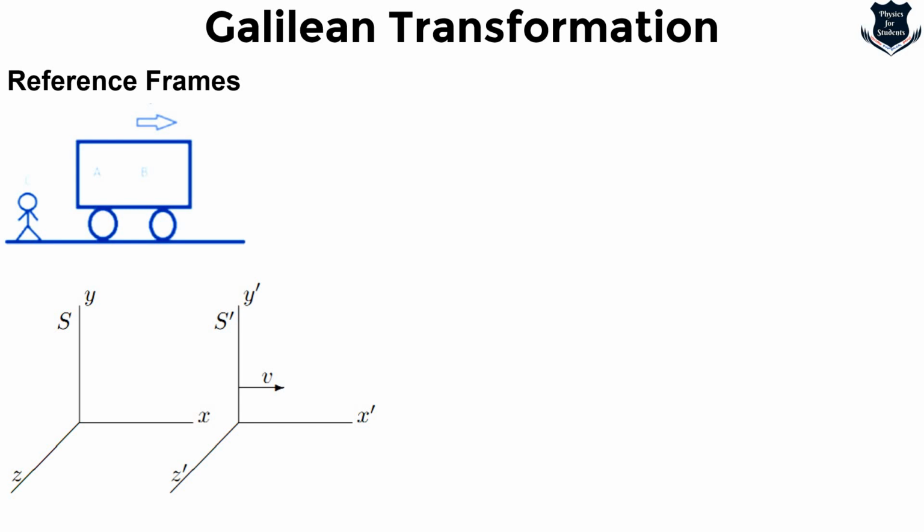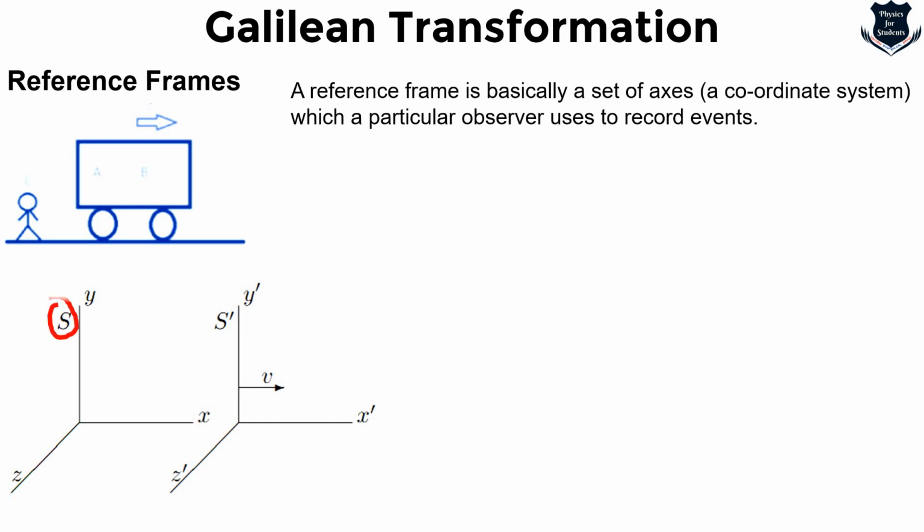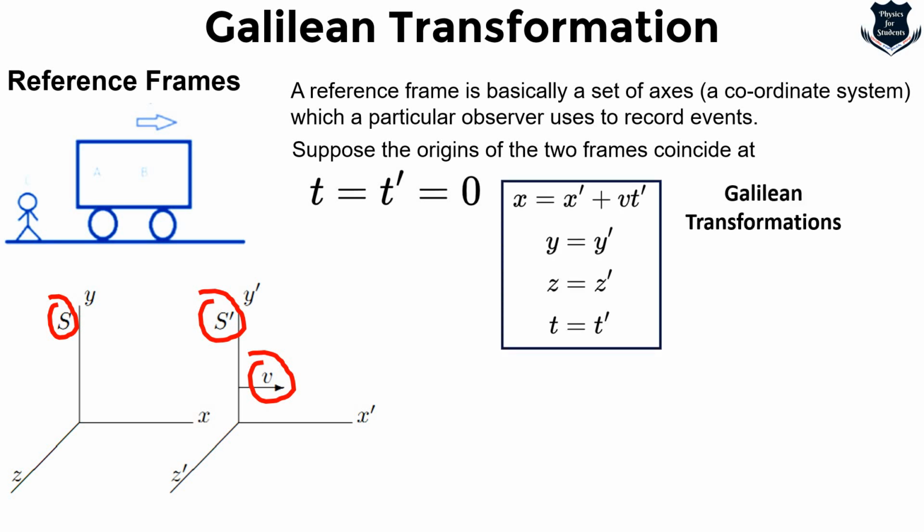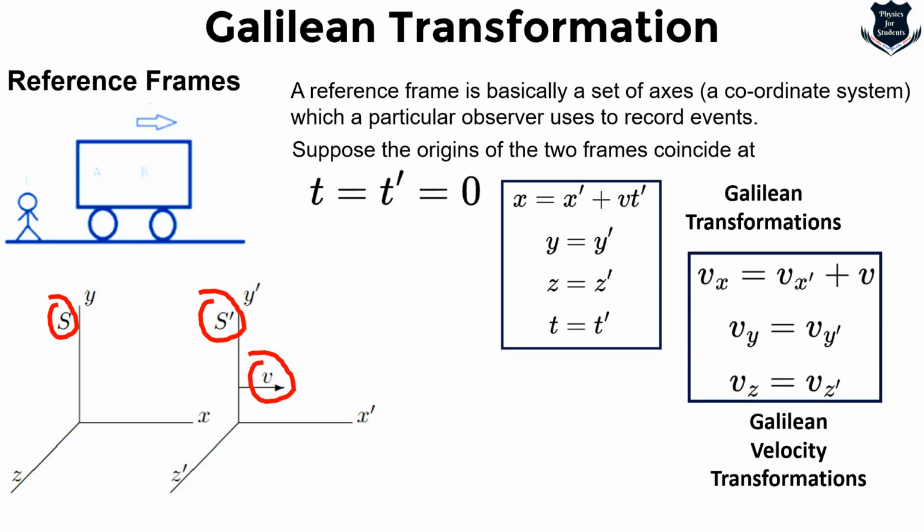Okay, so we go into the most important part, which is understanding mathematically what a Galilean transformation is. A reference frame is basically a set of axes or coordinate system which a particular observer uses to record events. Suppose the two frames are S and S prime, with S prime moving at a velocity v, and the origins of the two frames coincide at t equals t prime equals 0. So the Galilean transformation looks like this, and the Galilean velocity transformation looks like this.